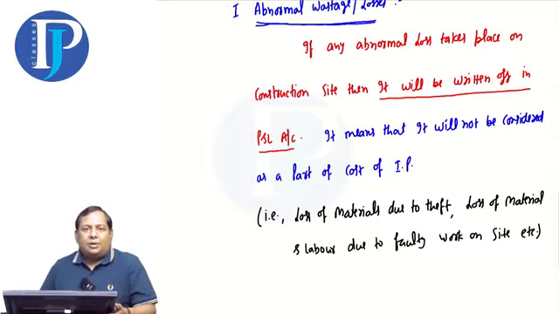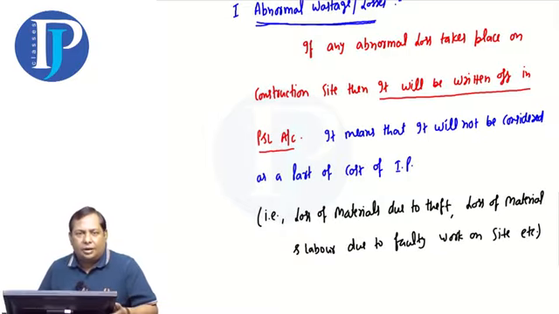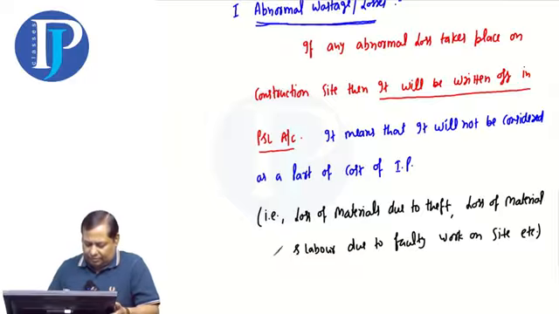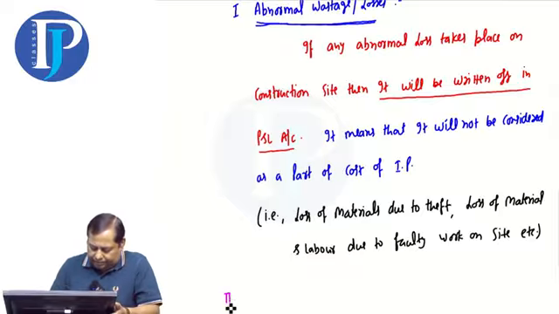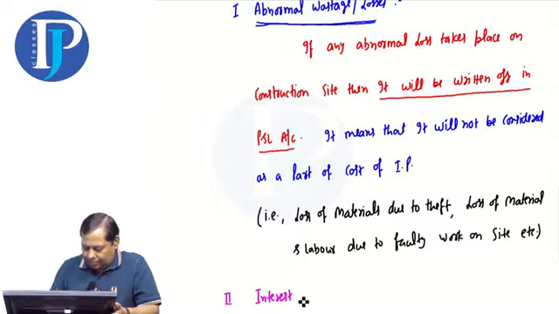The laborers fought at the site. They fought aggressively and beat each other up. So the police arrived, so we had to pay and our work on the site also stopped. These come in abnormal loss category. What is the issue? The abnormal loss is never a part of the cost. Second, interest on borrowings.